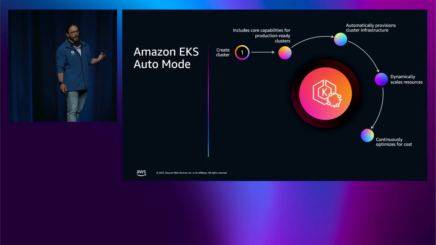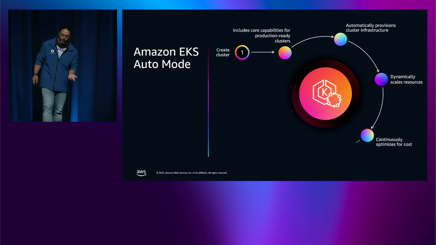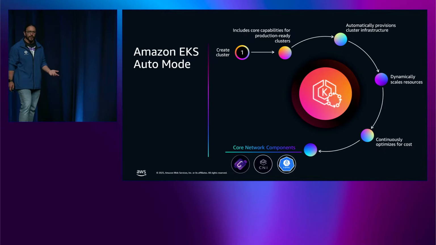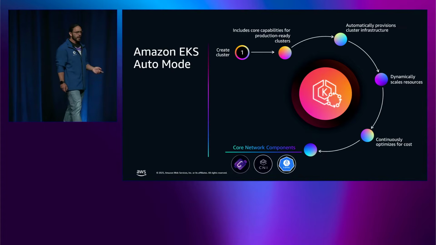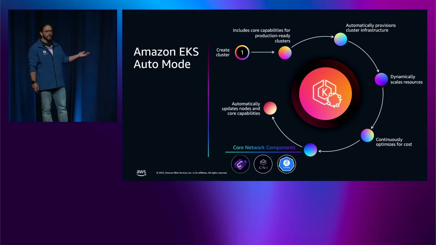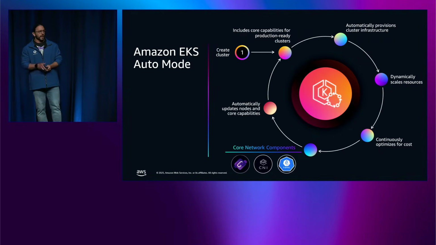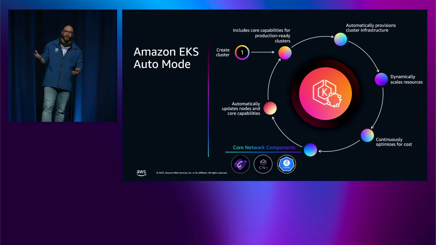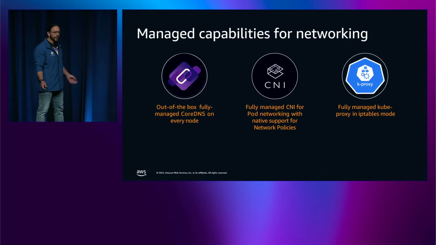Together with that, Karpenter also continuously optimizes for cost. So it doesn't just scale resources, it optimizes your overall environment. And then the part that's most important for this session: Auto Mode comes with core components for networking, and we'll be talking about those three components in a bit. It also keeps all of those components updated with patches and security fixes on the AWS side. This way is where we started creating a simplified infrastructure baseline for you.